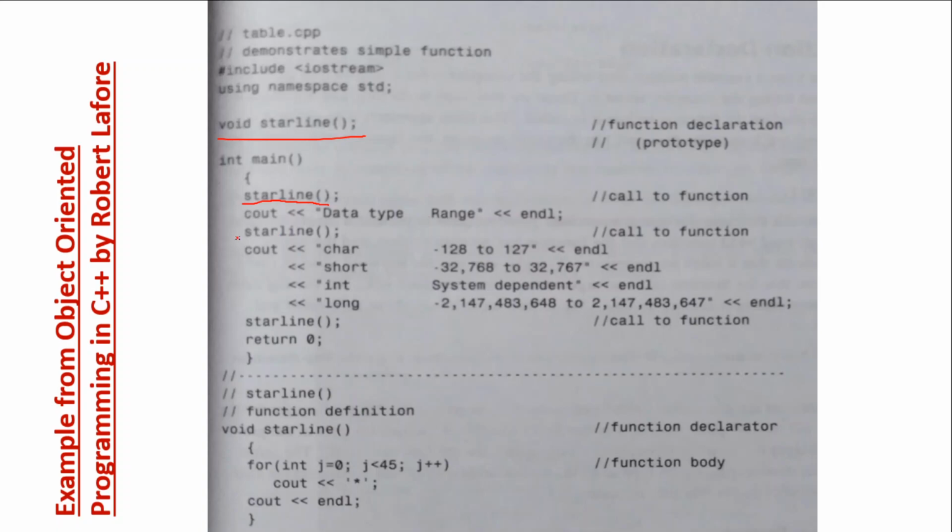Then again the starline function is called. Okay, so again the starline function executes. It's a function, and then again cout, then several things. Basically this is a table. First, data type and range is the title of the columns, and then under the table you put character, short, integer, long, then the data range also will be put. So this basically produces a table, and then again the starline function is called here. Then as you use integer main, then return 0 is used, then the main function is closed here.